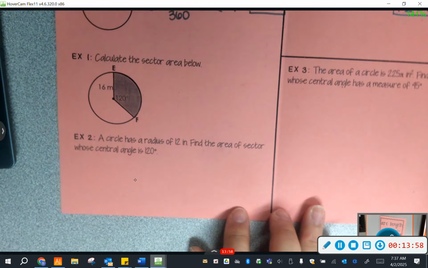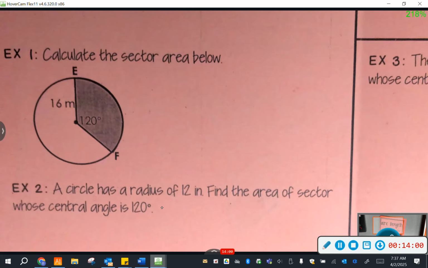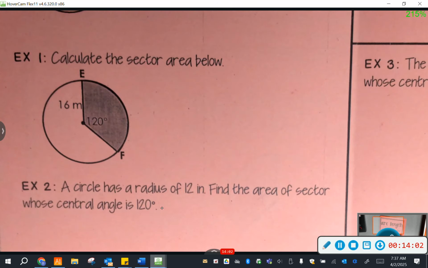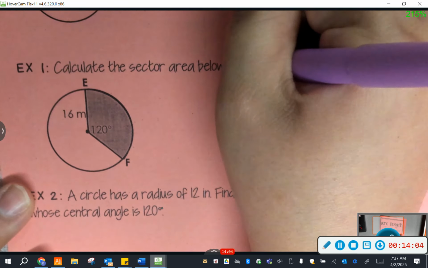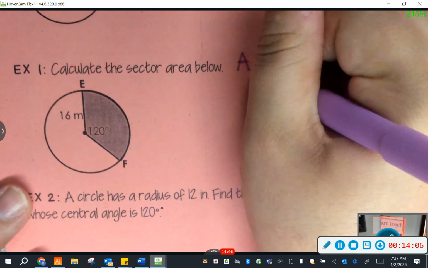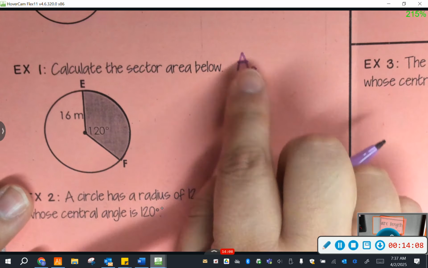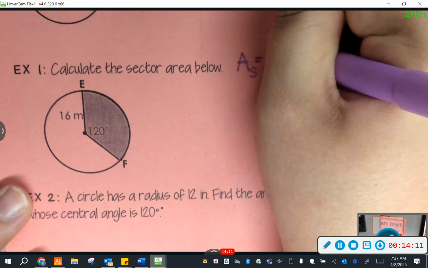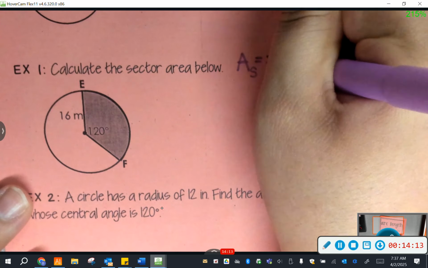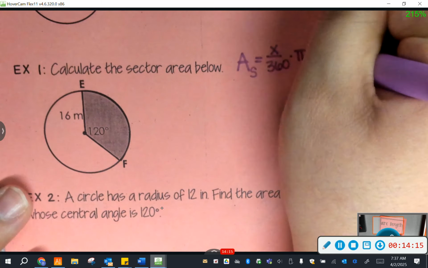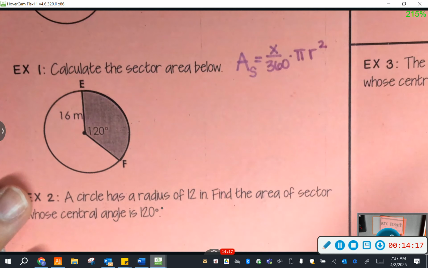So for this right here, it says calculate the sector area below. Right here, I'm just going to write the formula. This is called A, A with a little s, means area of the sector, is x over 360 times pi r squared. Y'all saw that?